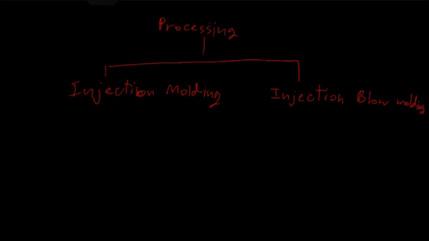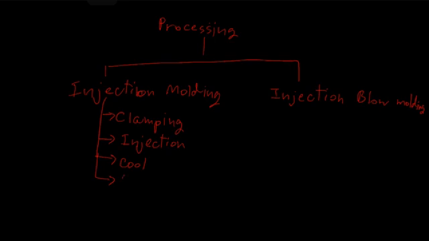For the injection molding, there are 4 main steps. The first step is close the mold, or clamping, and charge the polymer into the mold, or we call it injection, and let them cool and remove them, or we call it ejection. Because you inject the polymer into the mold, that's why it's called injection molding.